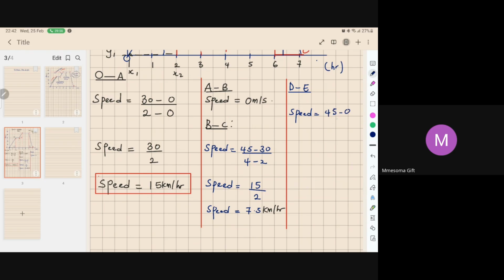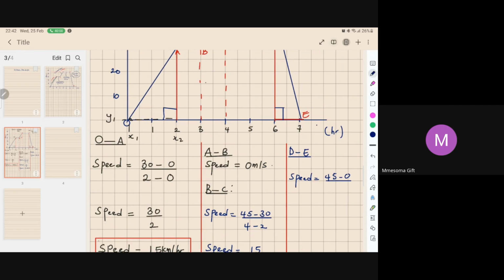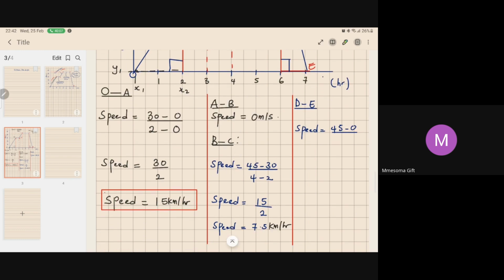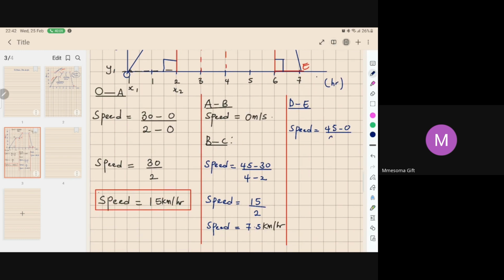45 minus 0 divided by, on the x-axis, we have 6 minus 7, because here is your x2 and this is your x1. And that is why it's going to be a negative value. So 6 minus 7, so that the speed is equal to 45 divided by negative 1. So the speed is actually, you have to put it as 45 meter per second per se. Do you understand? But that negative sign is telling you that the guy is doing what? Slowing down, right? Just like when you have deceleration. Are we together, guys?